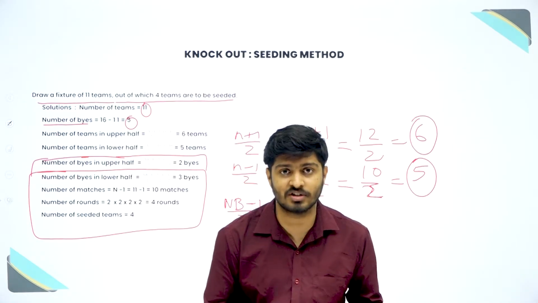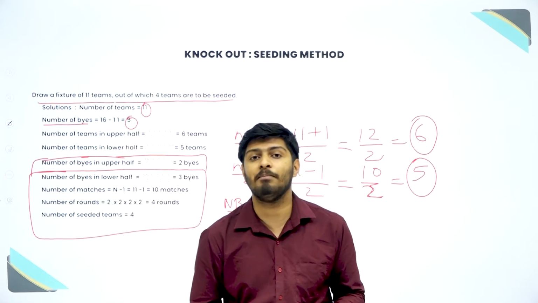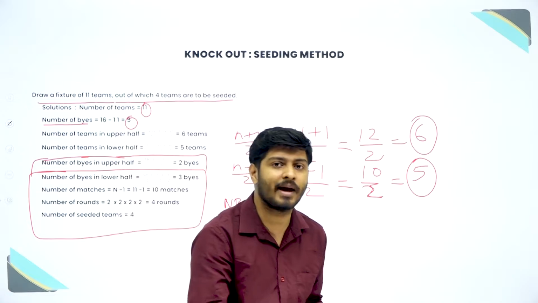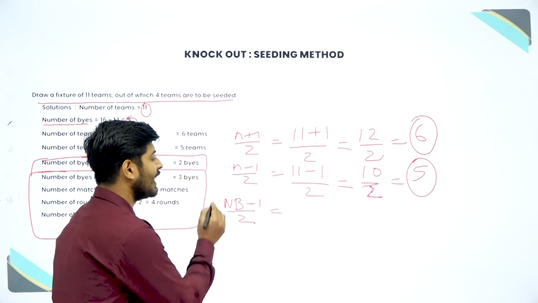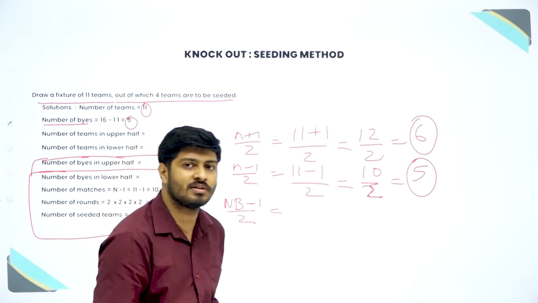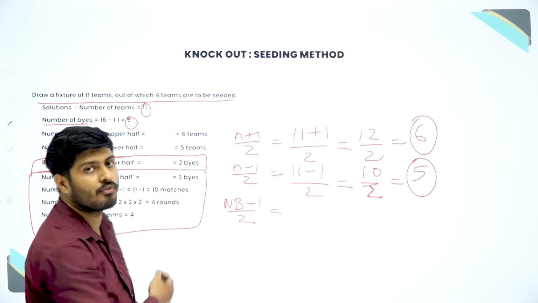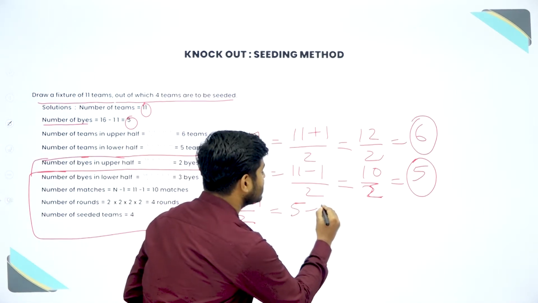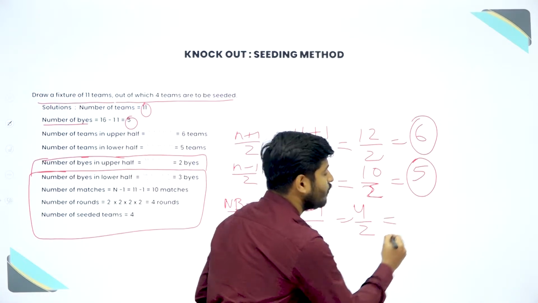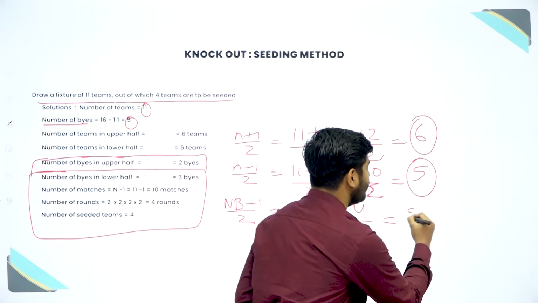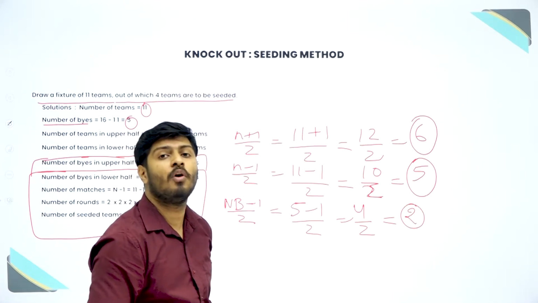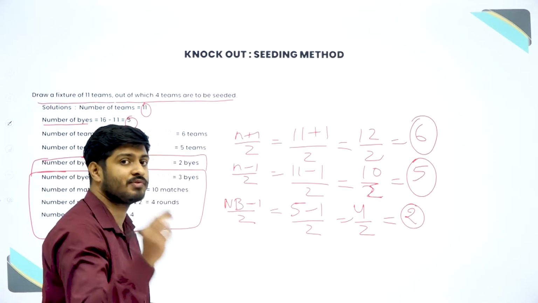So you have two abbreviations in the chapter: N and NB. N means total number of teams and NB means total number of byes. Please keep this in mind and hope you are writing all these things down. So NB minus 1 divided by 2. What is the number of byes that we have here? That is 5. So 5 minus 1 divided by 2 is 4 divided by 2. We have 2. So 2 will be the total number of byes given in the upper half of the whole fixture.